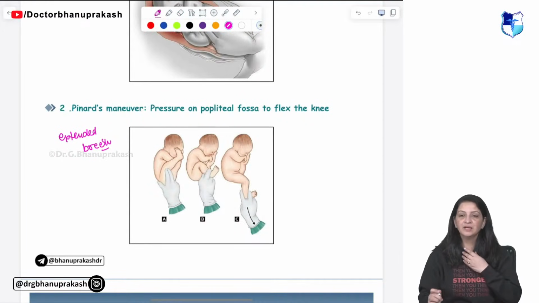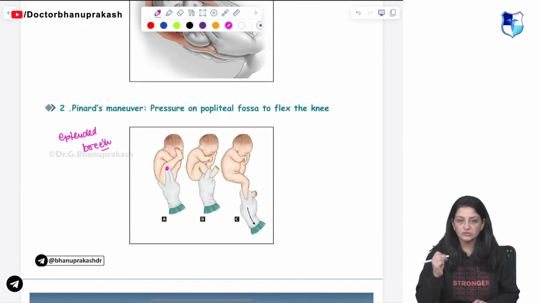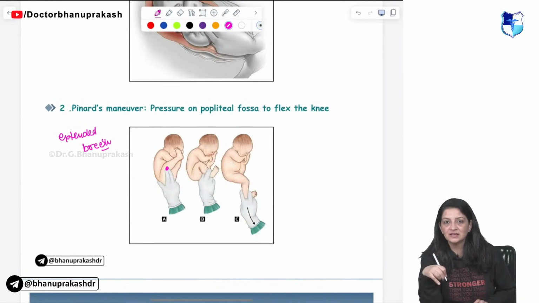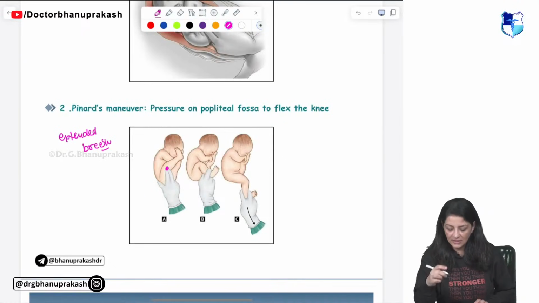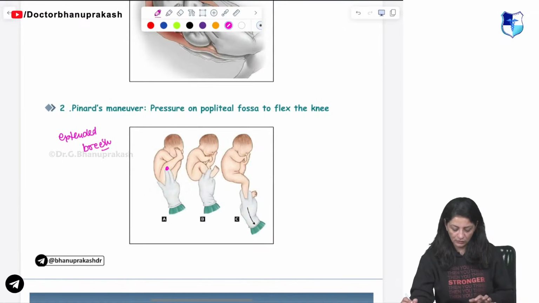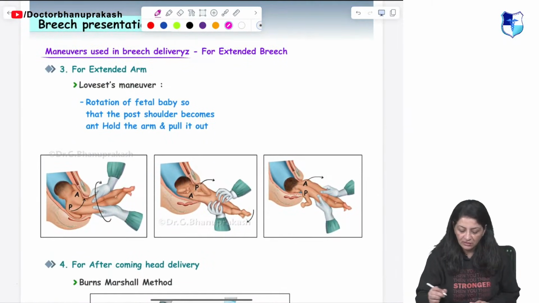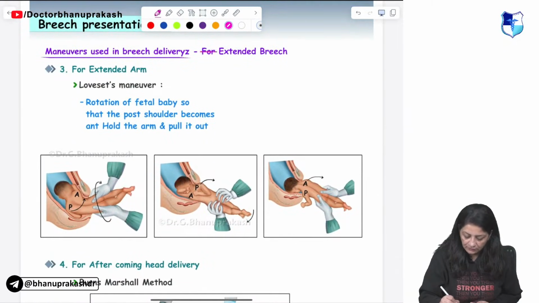So this is Pinard's maneuver. Just tap on the popliteal fossa. It will flex the knee. Same on the other side. You can deliver the baby. Pinard's maneuver in extended breech. Next, the maneuver used in breech delivery for extended arm.